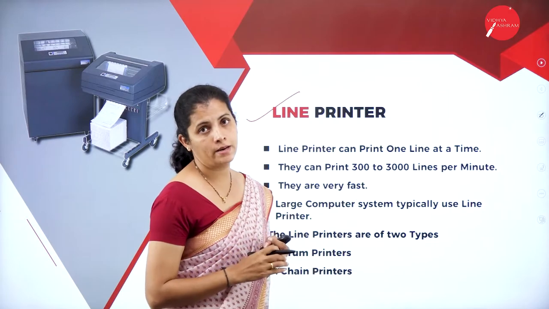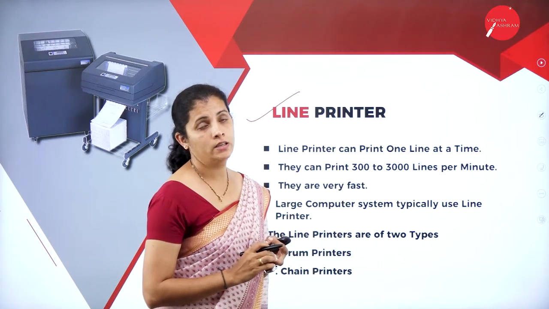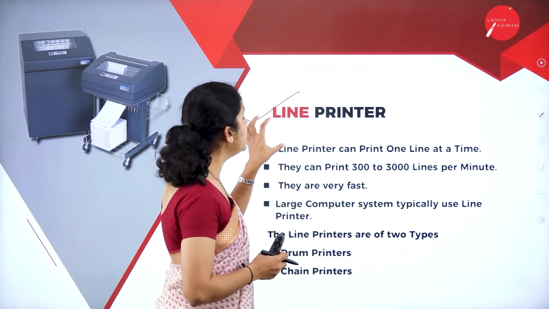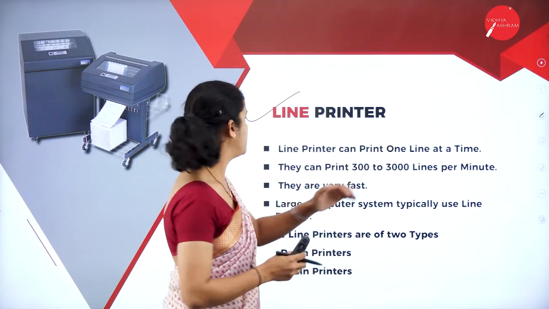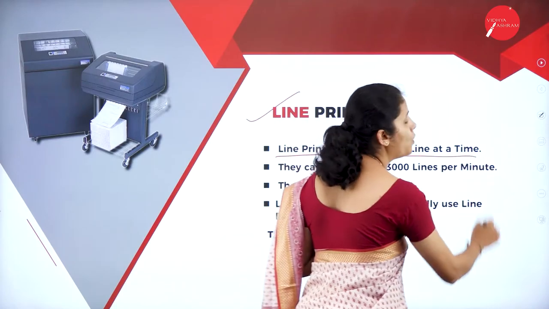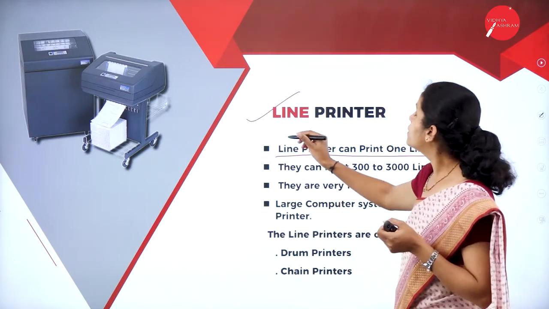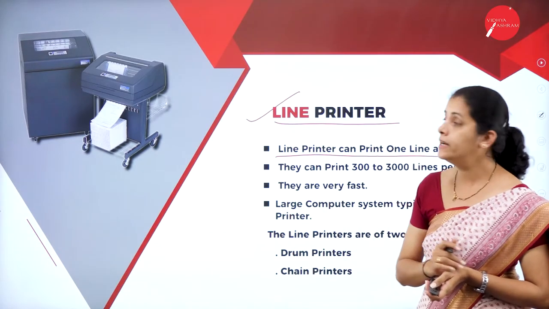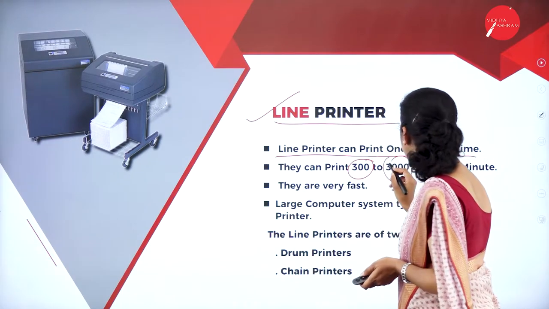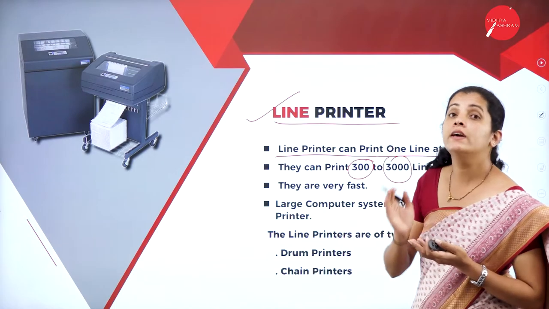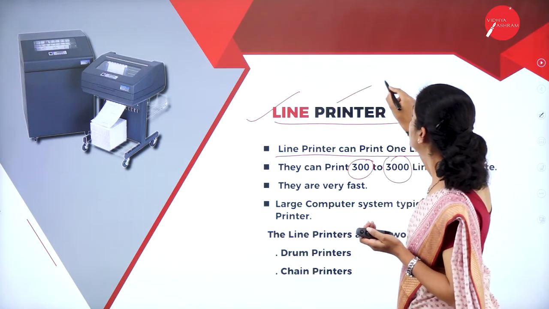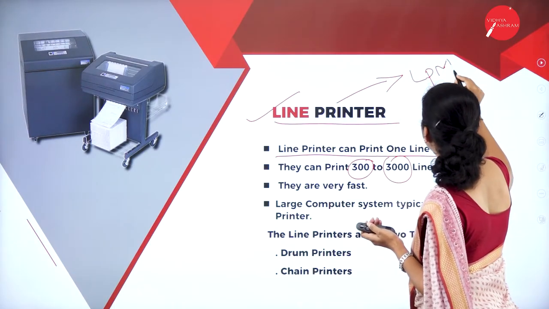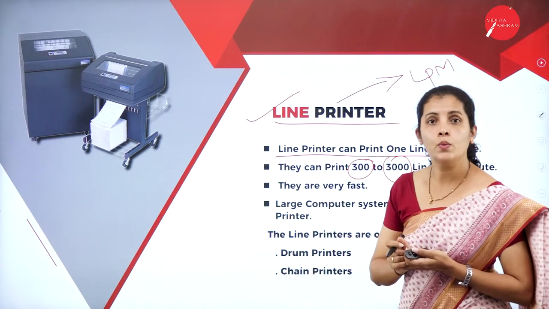Moving further, I'm going to cover the type of impact printer that is nothing but the line printer. Now, what is a line printer? How does it work? Here, the name itself indicates that it is responsible for printing one line at a time. So a line printer can print one line at a time, so it is called a line printer. The line printer is capable of printing 300 to 3000 lines per minute. Then the speed of line printers is measured in terms of lines per minute.